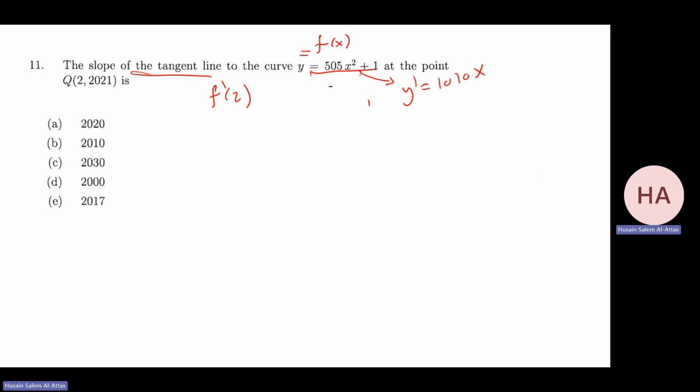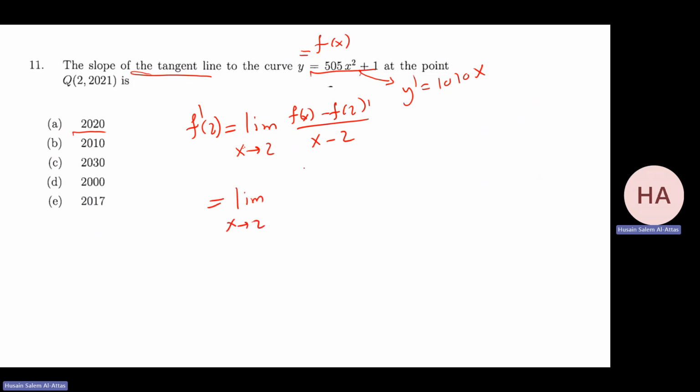101x. You just divide, and you get this answer, which is very clear. If you don't know the formula, you need to use the limit. That will be the limit as x goes to 2 of f of x minus f of 2 over x minus 2. That will be limit x goes to 2, f of x, 5x squared plus 1. F at 2, you put 2 here. You have 4 times 5, or 5. That's 202.